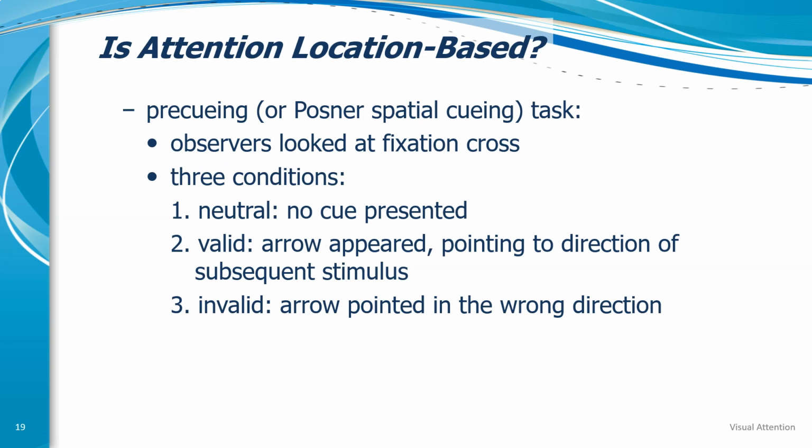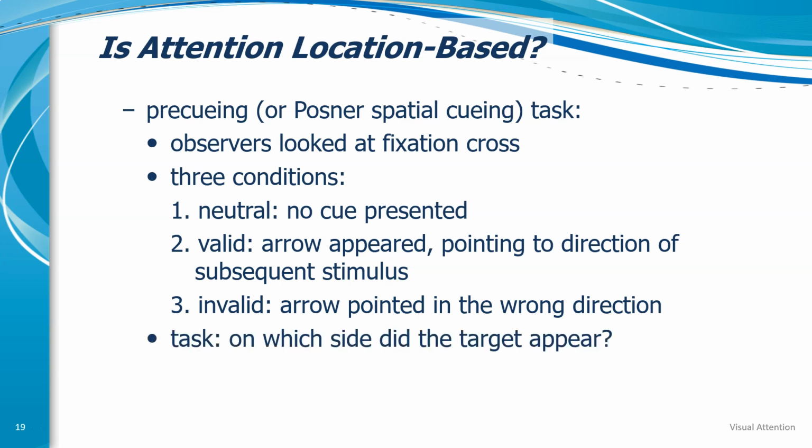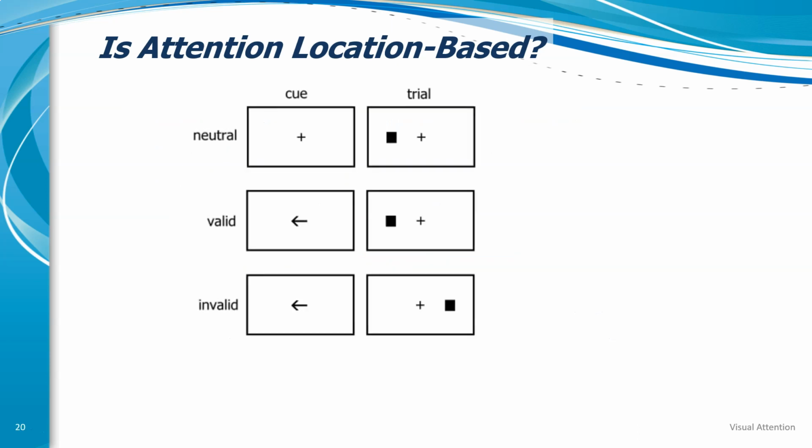It's pointing in the opposite direction of where a stimulus would appear. Now, the actual task for the participants was to press one of two buttons on which side the target appeared. So press that button, and press it as quickly as possible. So here are the conditions.